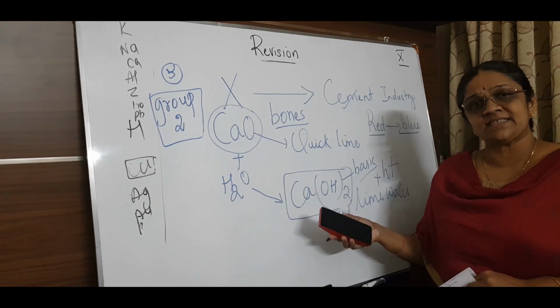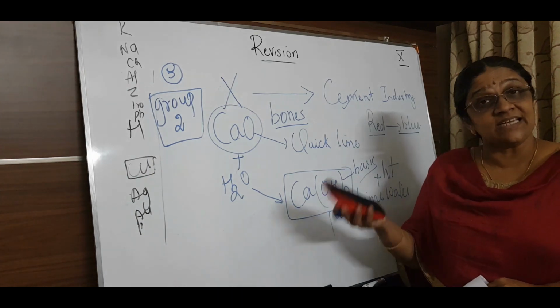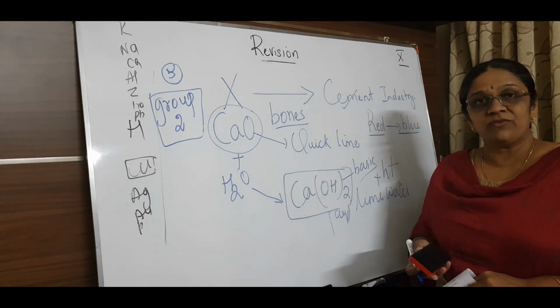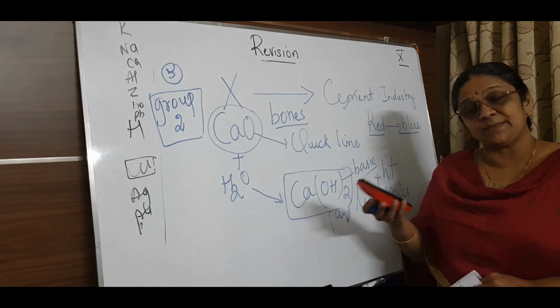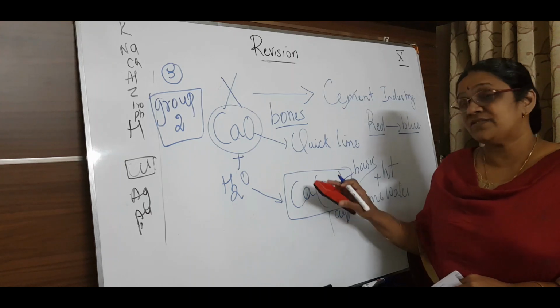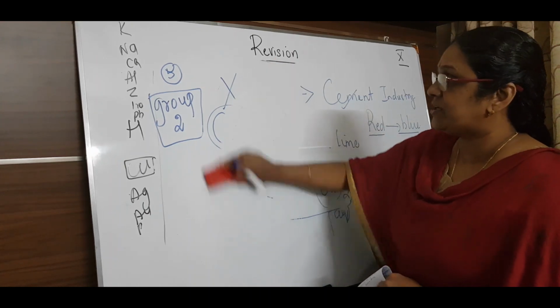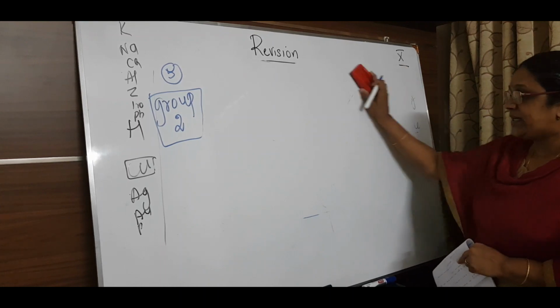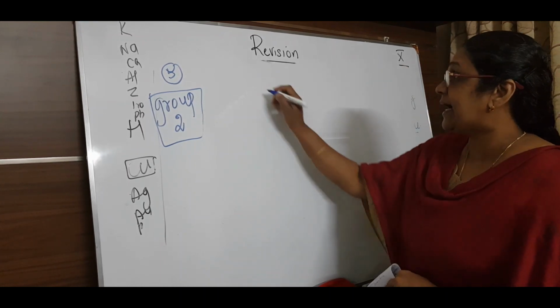A white substance X is heated, you will get oxide of nitrogen vapors. What is that X substance? It will be lead nitrate, isn't it? You have studied lead nitrate on decomposition. So like that problems can come. So in this, what is X? X is nothing but calcium oxide.